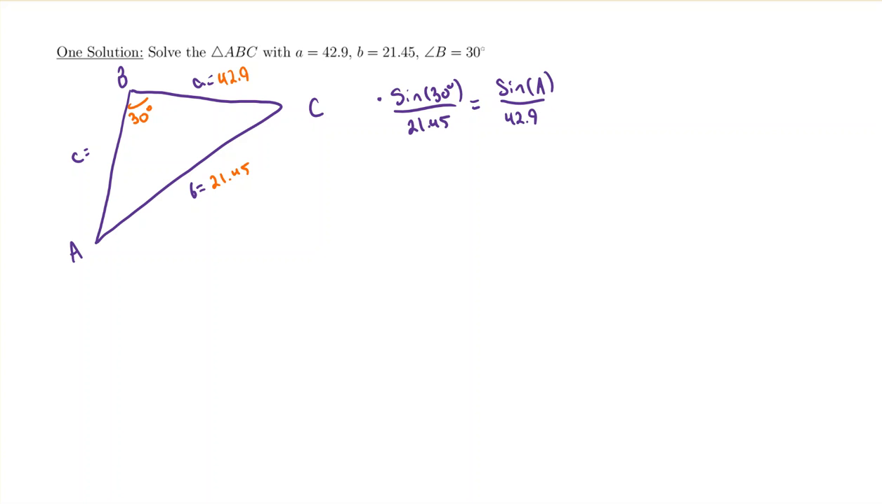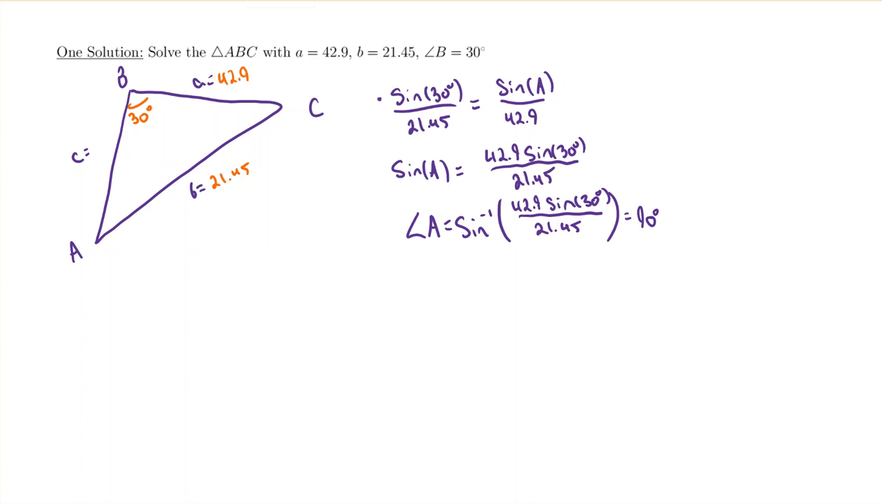And now I'm going to isolate sine of A and then solve for angle A just like before. So I do this here and get that angle A is actually 90 degrees. So I'll put 90 over here. And in this case, I could actually just start using my right triangle trick here.